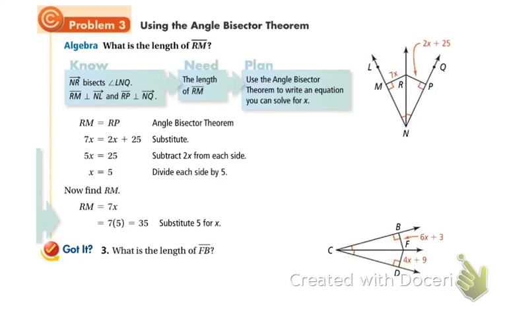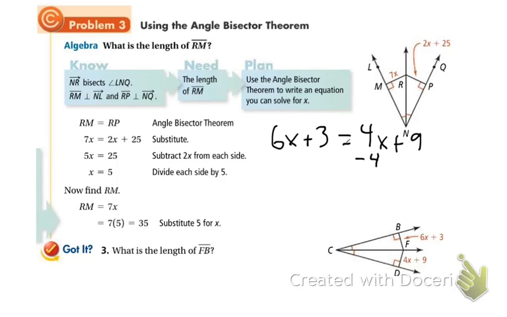So let's try using that. Let's just do our got it problem down here. So I have congruent angles, right? It bisects that angle. And I've got perpendicular angles down here. So then I know that these two lengths need to be equal. So I can set their expressions equal. So 6x plus 3 is equal to 4x plus 9.